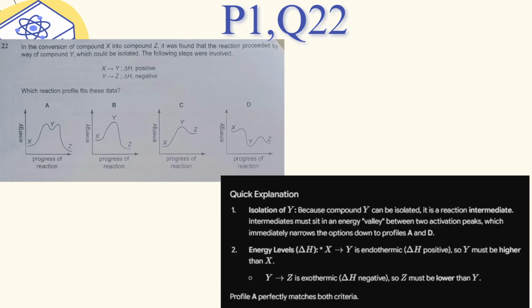Isolation of Y: because compound Y can be isolated, it is a reaction intermediate. Intermediates must sit in an energy valley between two activation peaks. This immediately narrows the options down to profiles A and D. Enthalpy change X to Y is endothermic because it is a positive enthalpy change, so Y must be higher than X. Y to Z is exothermic, negative, so Z must be lower than Y. So A perfectly matches these criteria.